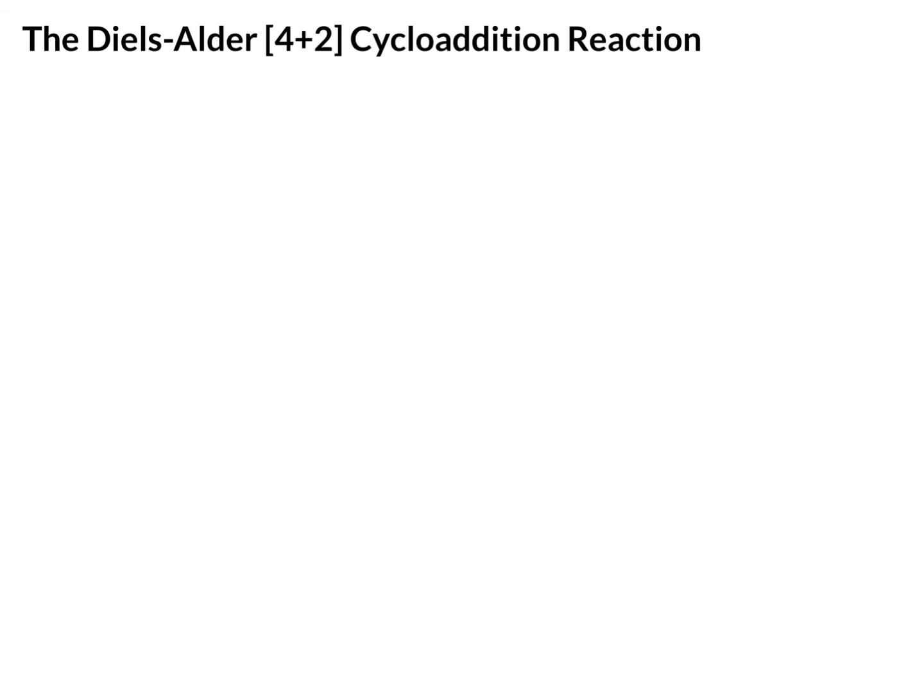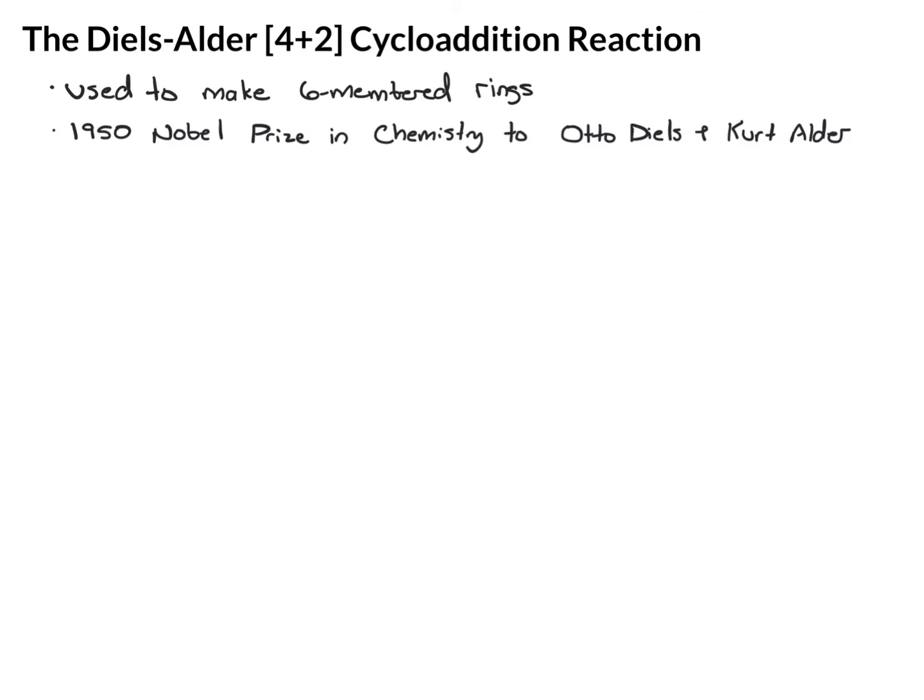We're going to talk about the Diels-Alder 4+2 cycloaddition reaction, most commonly just referred to as the Diels-Alder reaction. This is an extremely useful reaction in that it allows us to make six-membered rings. In fact, this reaction is so important that the developers were awarded the 1950 Nobel Prize in Chemistry for their work.